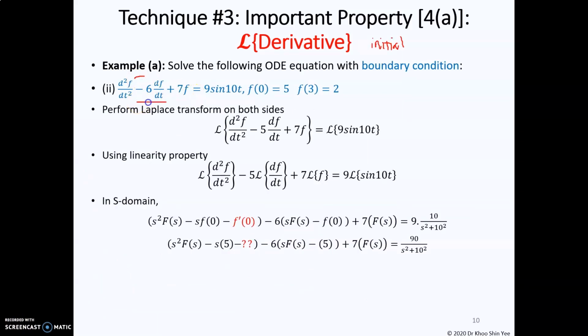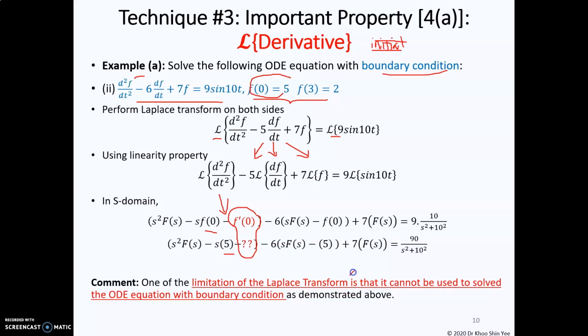In this example, we have the same ODE as the previous example. However, it is given a boundary condition instead of the initial condition. So to solve this problem, again, we perform the Laplace transform on both sides. Using the linearity property, you can separate into 3 parts. Then you perform the Laplace transform for the second derivative. And you find that for f(0), you can substitute equal to 5 here. But for f prime(0), we don't have such information. This is the limitation of the Laplace transform, where we cannot use it to solve an ODE with a boundary condition. So we cannot solve this by using the Laplace transform.